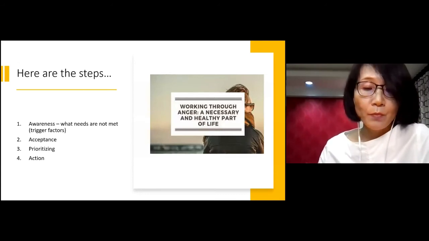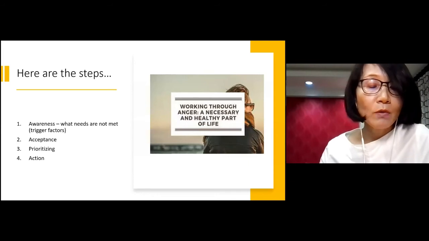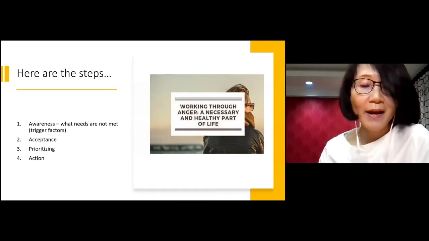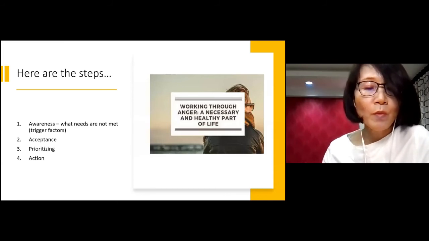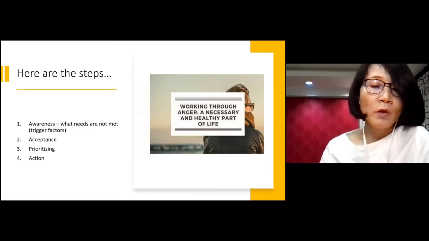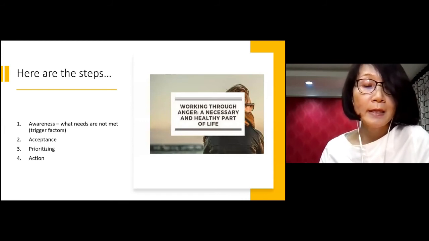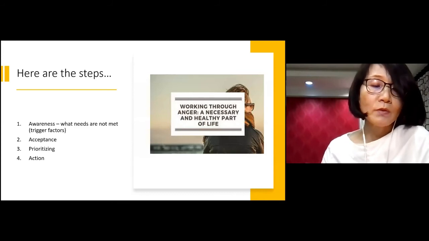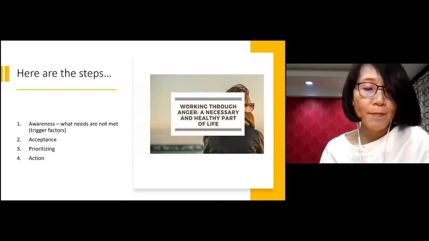Working through anger is a similar process. We need to be aware or recognize what needs are not met, which are what we call the trigger factors. Following that, we have to own it and accept the fact that we are angry. Once we have identified the unmet needs, we prioritize one or two most urgent and important ones to address. Remember, we talked about Murray's needs for acknowledgement, recognition, affiliation, that's the sense of belonging, and inner power. So the following step is naturally looking at ways on how to get those needs met. I know the process sounds simple and basic. The challenge really is in the identification of unmet needs.